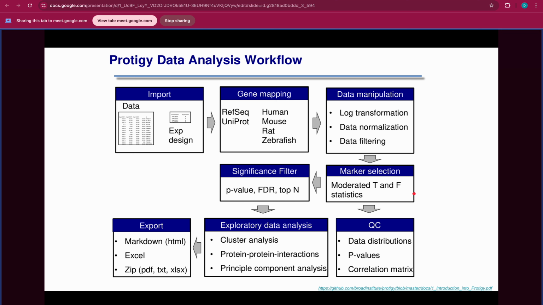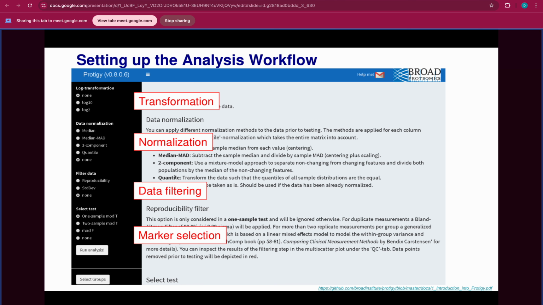You can select the markers if you want. You can also decide the significance filter. You can decide what should be the p value, what should be FDR, what should be the top n, so what should be the top number of fields you want to see. You can perform exploratory data analysis, you can go for quality control, and you can export your data in the end. So there are certain things. So when you will be working with ProTIGY, you can select any one of them based on your desire, that what analysis you want to perform.